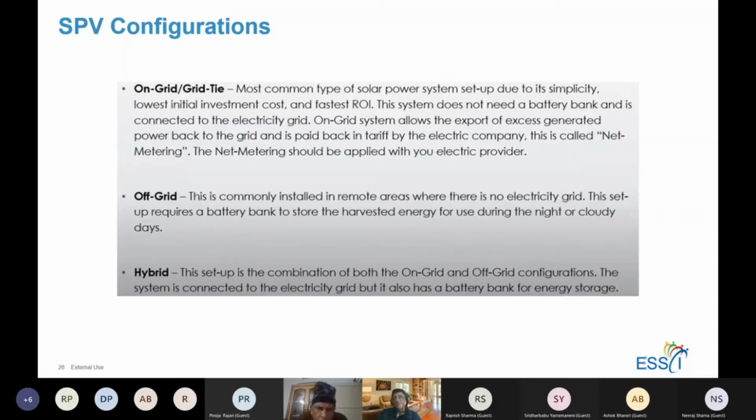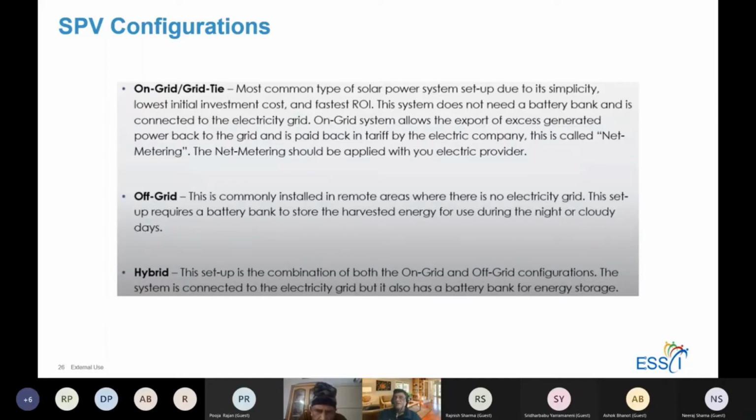The second class of SPV design is for an off-grid system, where you say that I do not have any electricity from the grid, and I'm going to generate my own electricity from the sun, harvest it, store it and use it. Okay, and this will definitely require a battery bank, and we will cover the design elements of it later in the session.